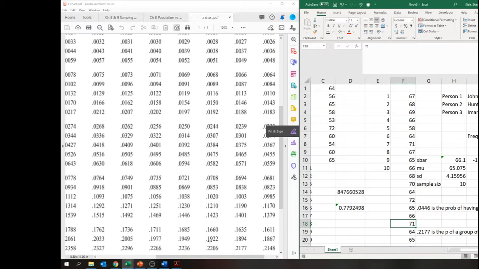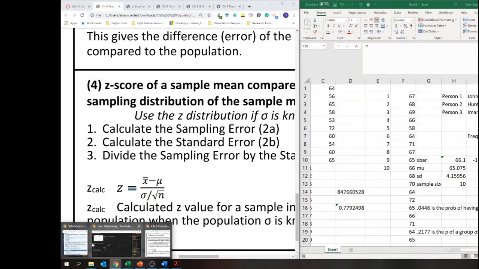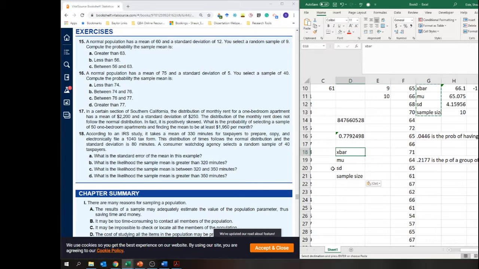Okay, so let's take a look at your actual question on the homework. Okay, VitalSource. A normal population has a mean of 75 and a standard deviation of 5. So let's do this. We've got a mean of 75. Then we have a standard deviation of 5. And then our sample size is 40. And then what do we have for x bar?